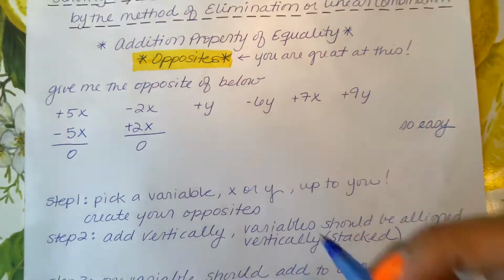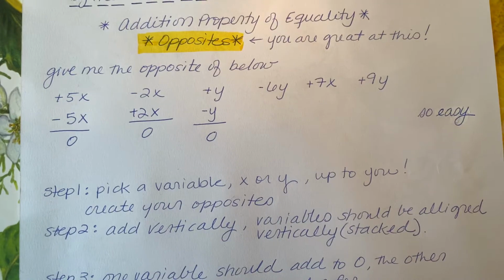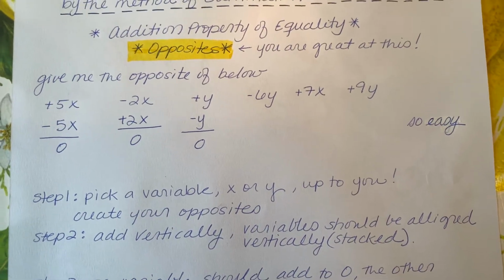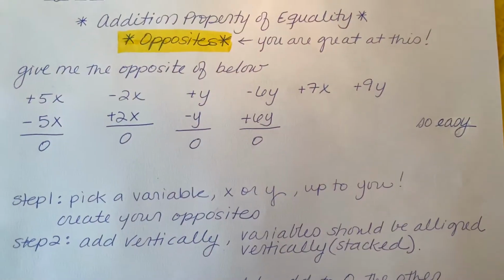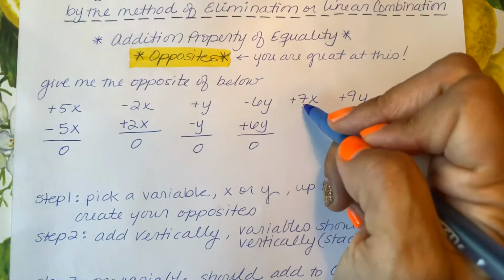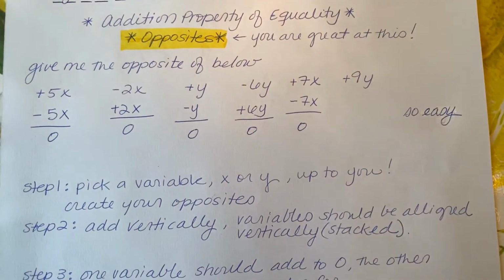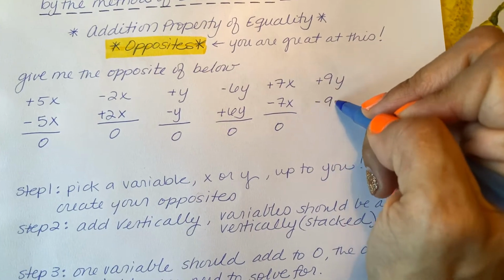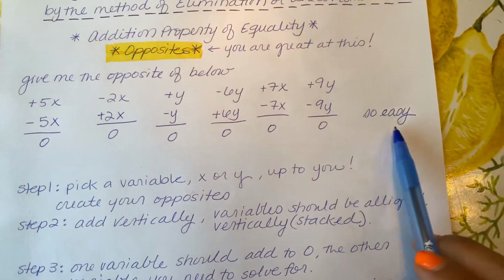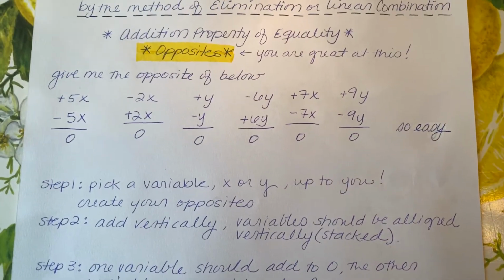What's the opposite of positive y? Negative y. And it gives me 0, right? If you were to sum. What's the opposite of negative 6y? Positive 6y, 0. What's the opposite of positive 7x? Negative 7x. And again, 0. What's opposite of positive 9y? Minus 9y. And 0, so it's so easy. Okay, you understand opposites.